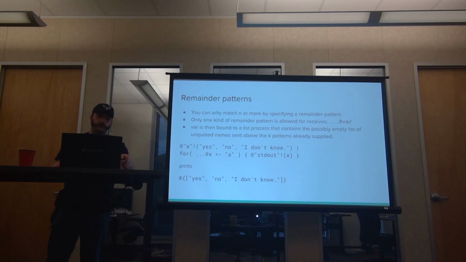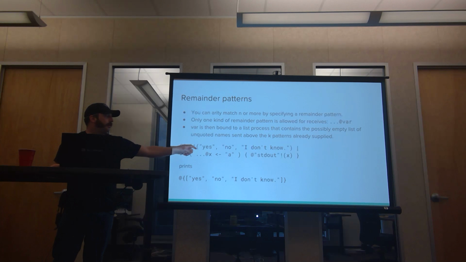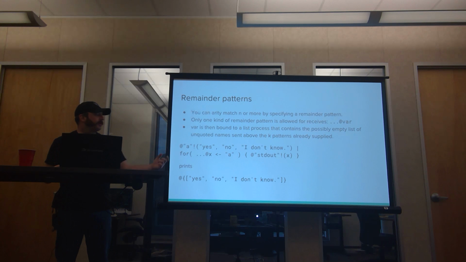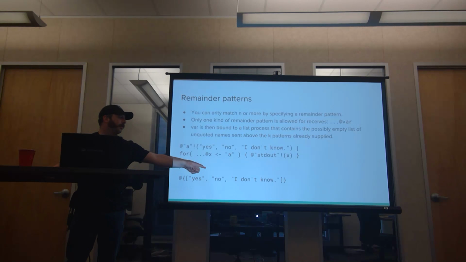So if we execute this example where we send on A yes, no, I don't know, and we say for remainder X from A, print out the X, then you'll see that it's been turned into a list: yes, no, I don't know.